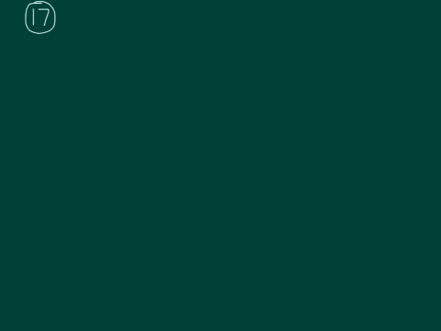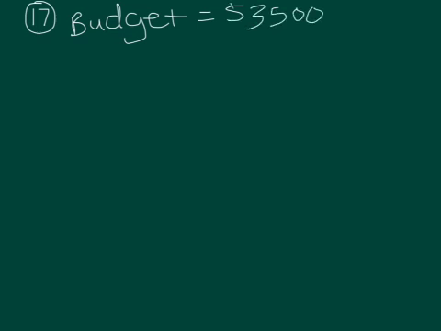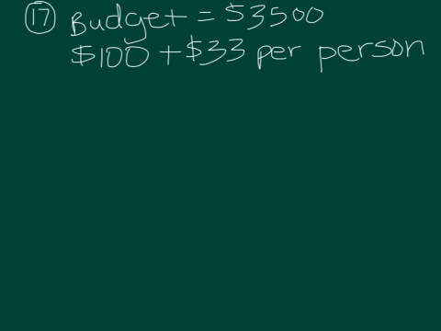So I'm going to write down the numbers we're going to need. Their budget is $3,500. And they charge $100 plus $33 a person. So it's really important right here, per person, that's where your variable is going to go. Our people are going to be x.